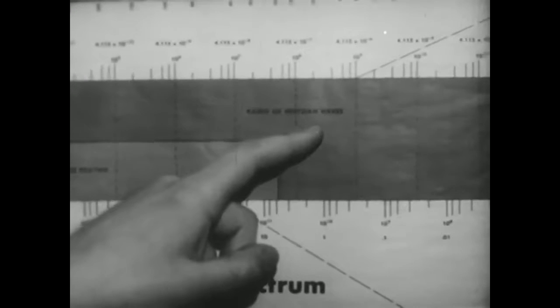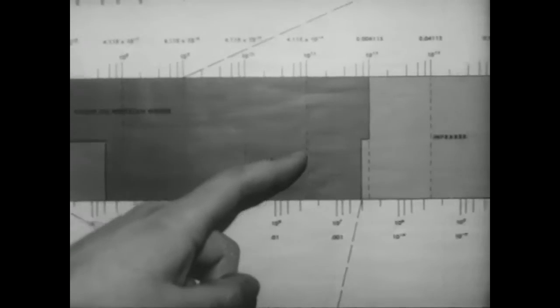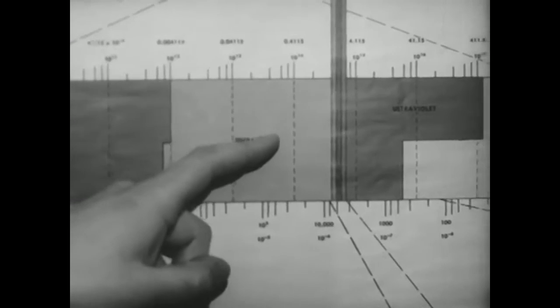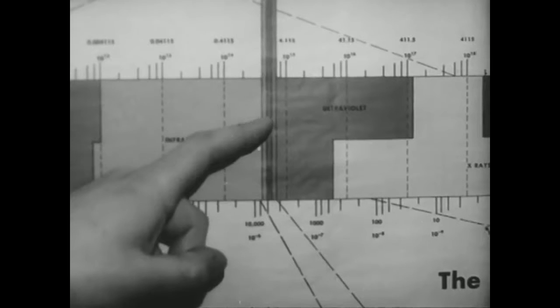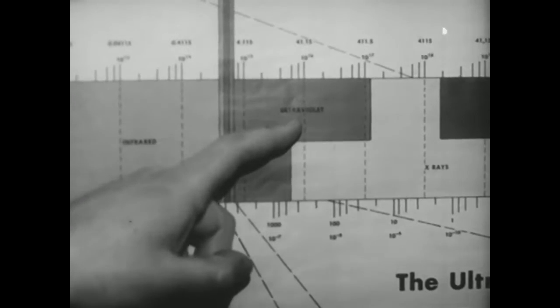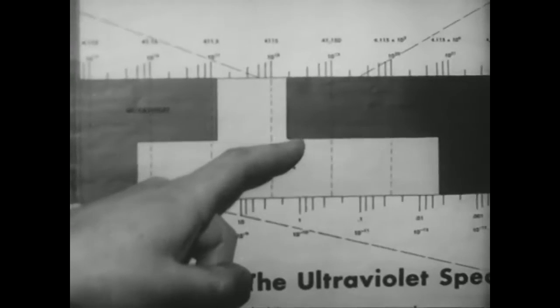Radio waves, about a meter. Microwaves, 1/100 of a meter. Infrared, about 10 to the minus 5 meters. Visible light, 5 times 10 to the minus 7 meters. Ultraviolet, about 5 times 10 to the minus 8 meters. X-rays, 10 to the minus 10 meters. You have just seen the enormous range in frequency or wavelength over what we call the electromagnetic spectrum.